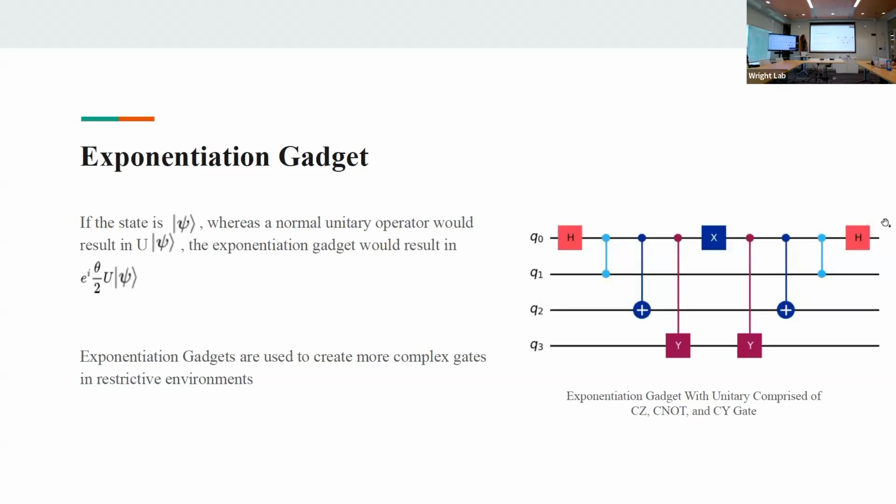An exponentiation gadget is shown in this circuit over here. This one has a Hadamard gate followed by the unitary on the previous slide, followed by an X theta gate, so there's a rotation in it. Then there's another unitary gate, and then finally the Hadamard gate. And so what this does is, if you have a state psi, normally with the unitary you would result in U on psi. But in this case, you result in e raised to the power of i times theta over 2 times U on psi.